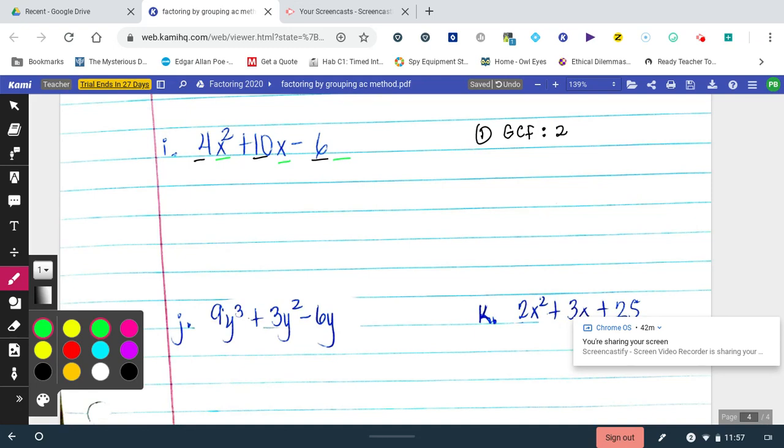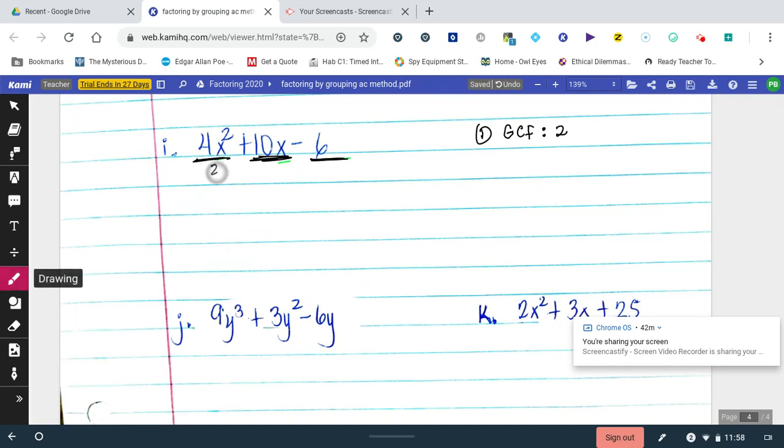So what you have to do is, if you have a GCF, you have to go through and divide each one of these by this GCF. Anytime you have a GCF, go ahead and divide. So I'm going to divide by 2, divide by 2, divide by 2. All right, so that's going to leave me with a remainder of 2x squared plus 5x minus 3. And your GCF was 2. So this is what you're going to do.